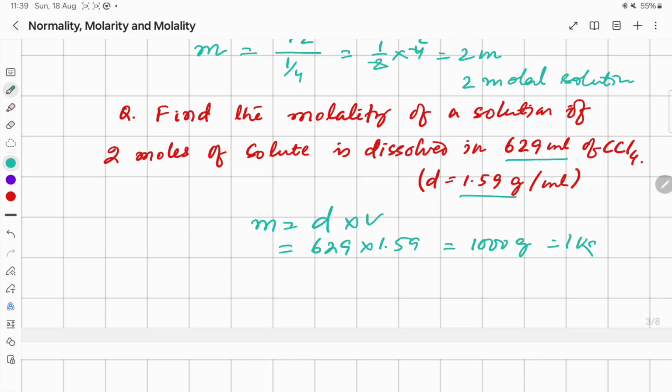And we have taken 2 moles. So molality is number of moles, 2, for 1 kg of the solvent. So it is 2. So the molality of the solution is 2 m. Answer.